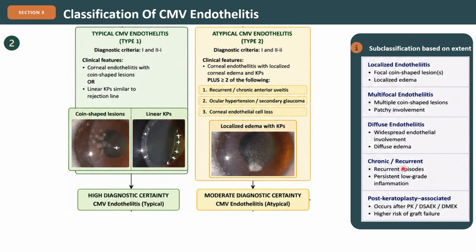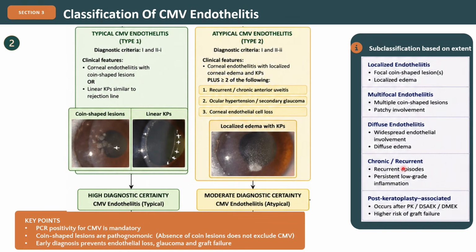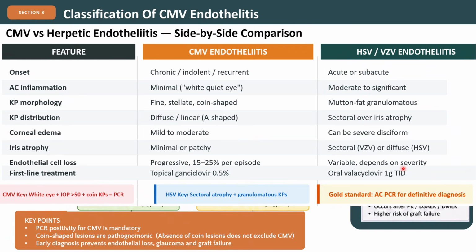Now, why is this classification or differentiation important? Because we have to differentiate this endotheliitis from other causes like herpes virus endotheliitis, as I said, and we will show some of the differences and how to differentiate between both of them, keeping in mind that even if the PCR is negative, this does not rule out cytomegalovirus endotheliitis. Its positivity confirms the diagnosis, but if it is negative, it does not rule it out. We have to do what is known as the Goldmann-Witmer coefficient. We will speak about it in the laboratory diagnosis.